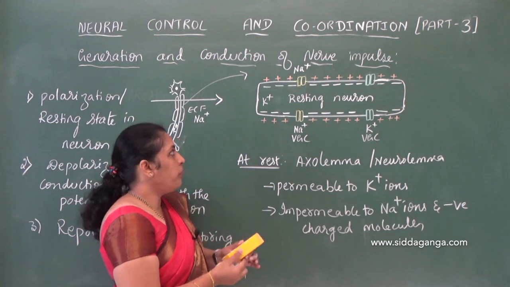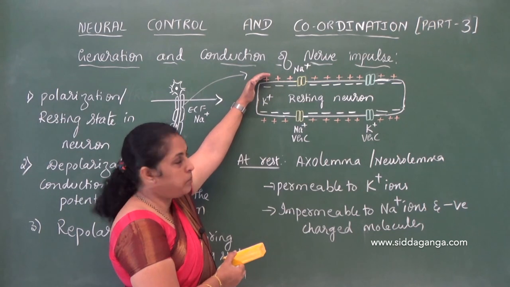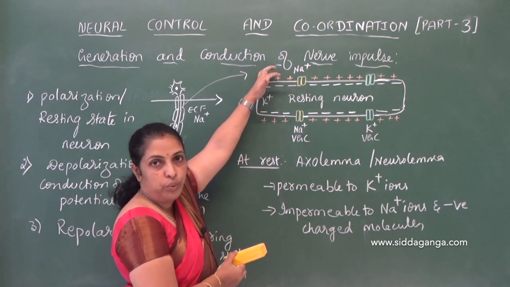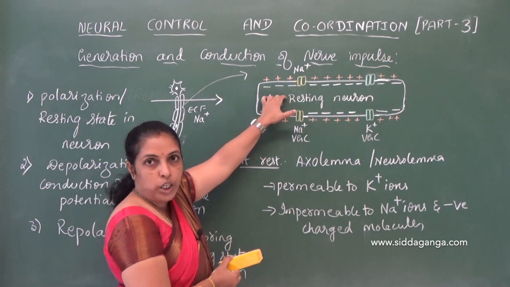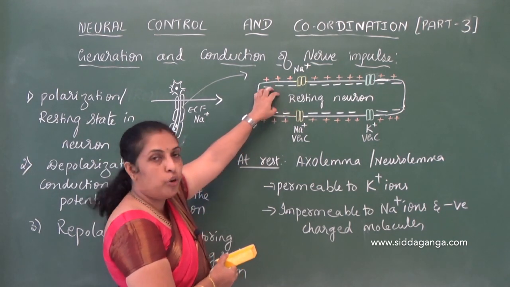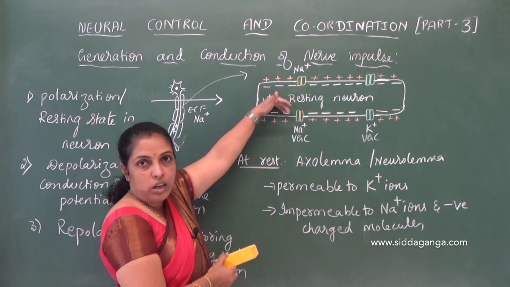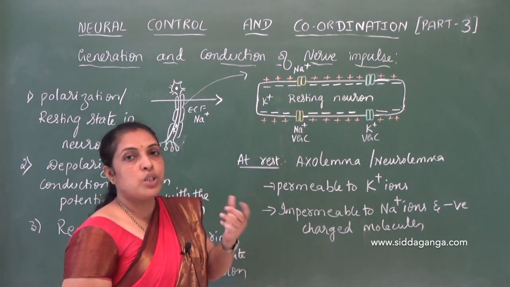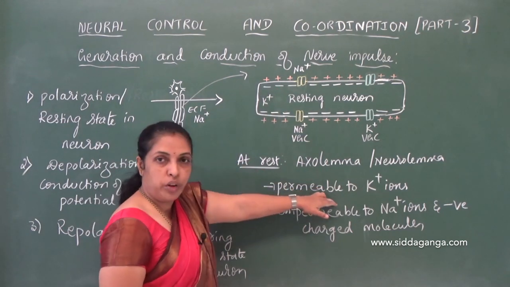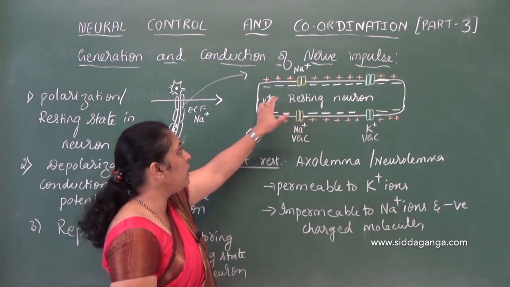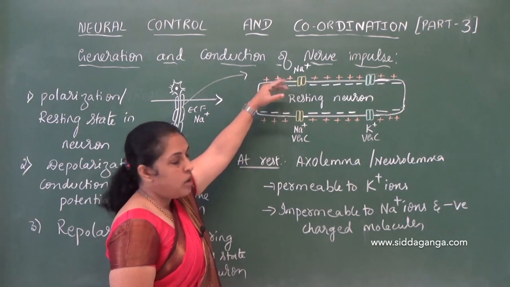So when the neurons are at rest, outside the axon, in the extracellular fluid, we see more sodium ions, and inside the cytoplasm of the axon we see more potassium ions. So due to the ionic gradient, they move from higher concentration to lower concentration. But this membrane is permeable to potassium ions only. So potassium moves out of the axoplasm.